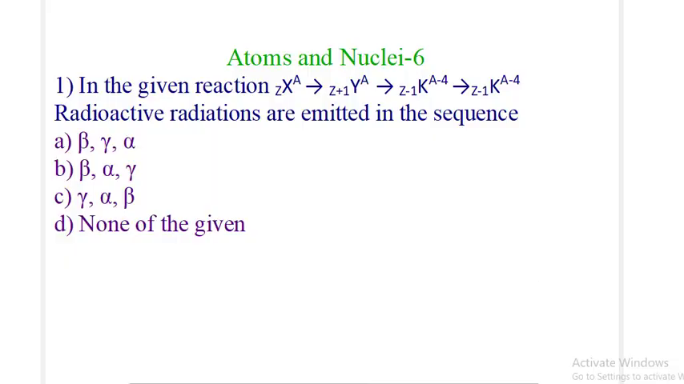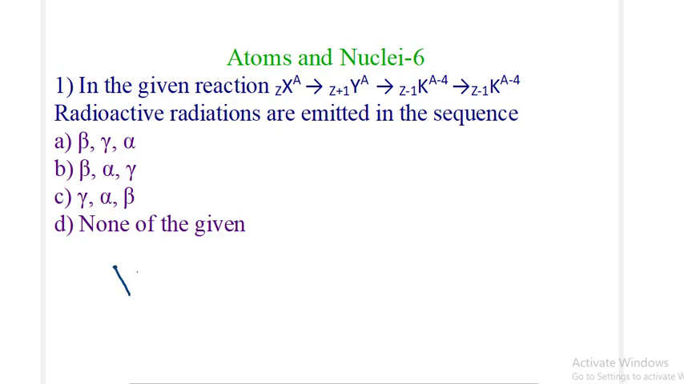Today we'll be doing atoms and nuclei part 6. So the first question: in the given reaction, radioactive radiations are emitted in the sequence. We have to find the sequence, which particles are emitted, so that this compound X becomes Y, becomes K, and so on. So we will first write the first element.